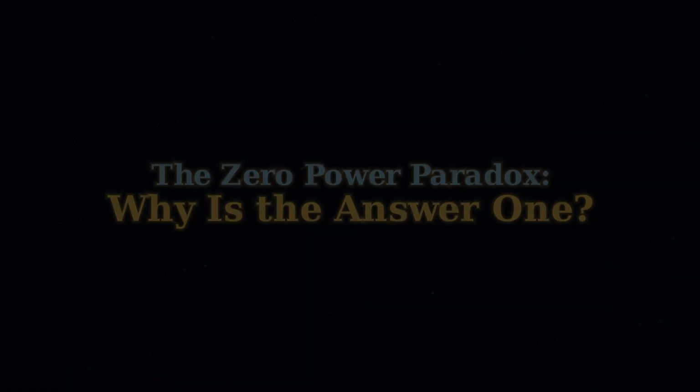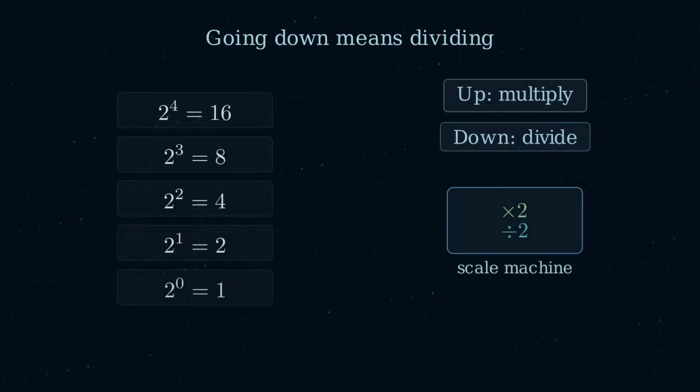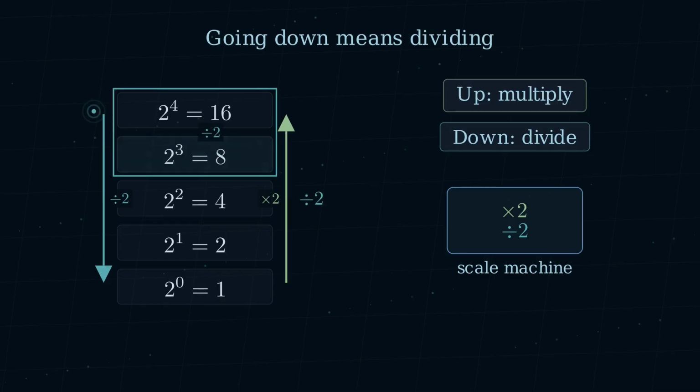Look at powers as a ladder. Each step upward multiplies by the base. For base 2, 2 to the power of 1 is 2. One step up gives 2 to the power of 2, which is 4. Another step gives 2 to the power of 3, which is 8.